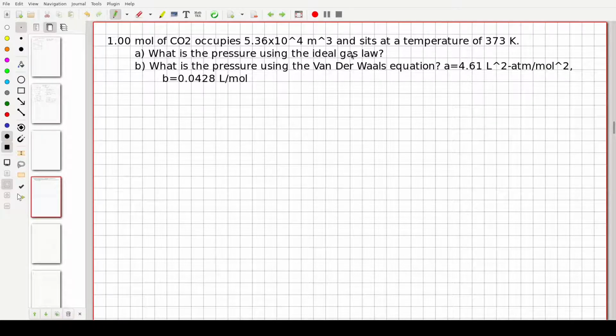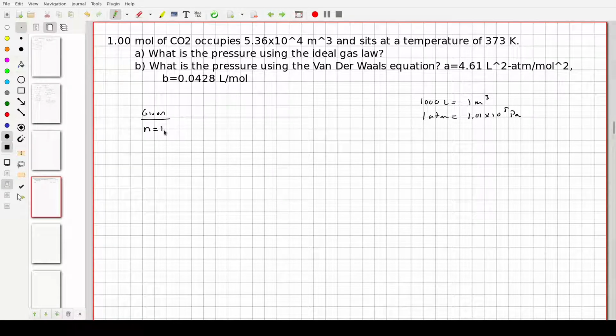Now, for CO2, you can look up the values of A and the values of B, but typically these are chemistry values, and so they're expressed in things like atmospheres and liters. Now, we're going to need to convert, knowing that there are 1,000 liters in 1 cubic meter, and that 1 atmosphere is 1.01 times 10 to the 5th pascals. Okay, so here's what we're given.